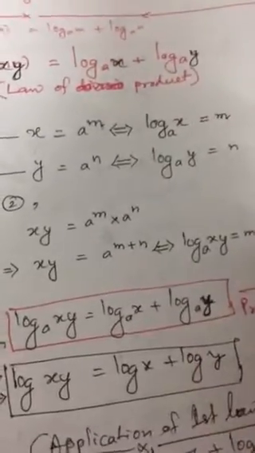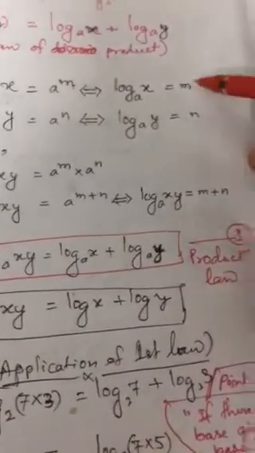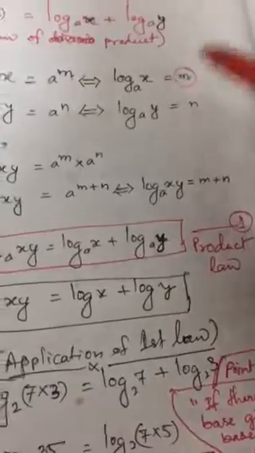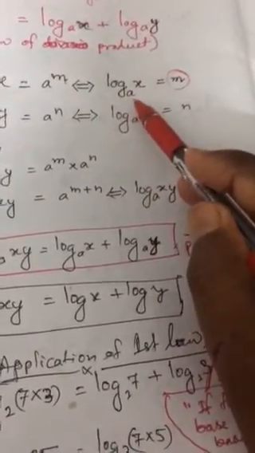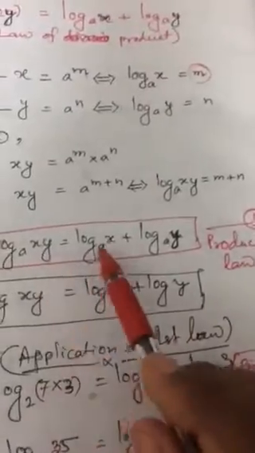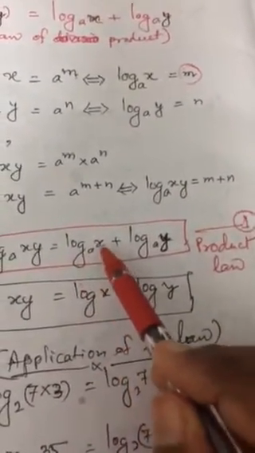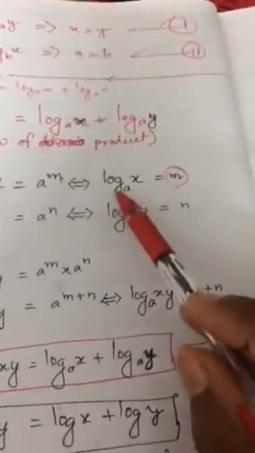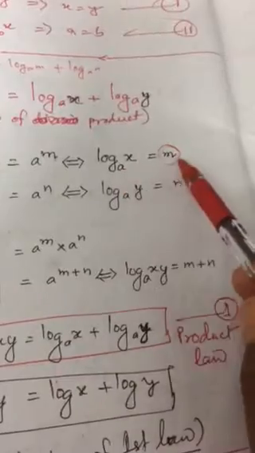So what you have assumed here, you see here. M equal to, in place of m I have written log x to the base a. Here you see log of x to the base a is m.